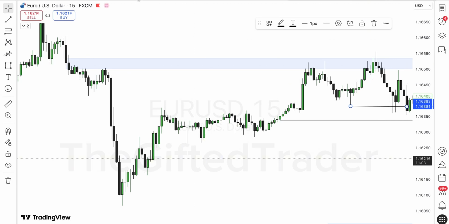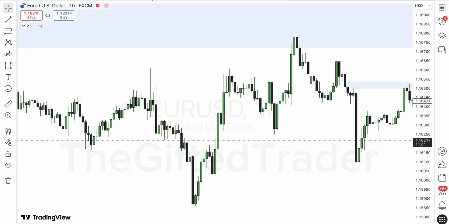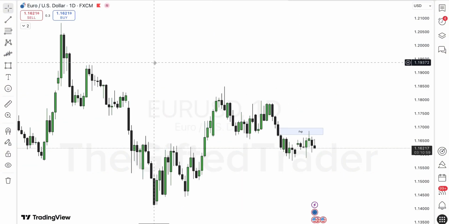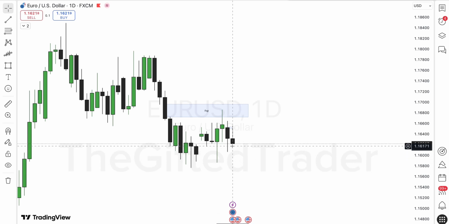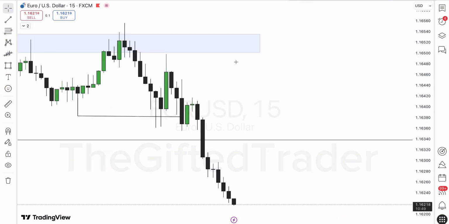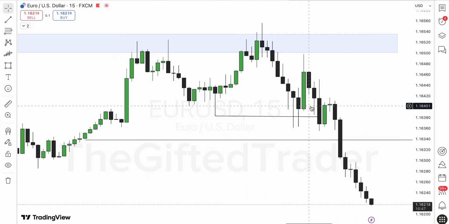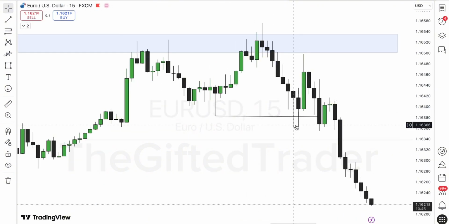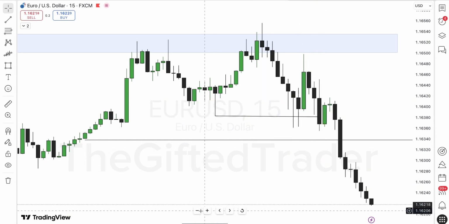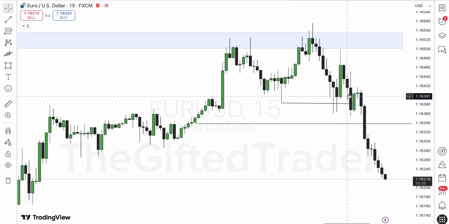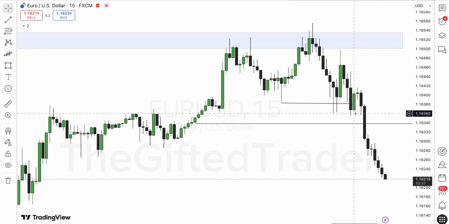Now, looking down to the daily time frame, is this the candlestick I'm talking about? This candlestick right here. Looking down to the daily time frame, we were anticipating a sell. I was anticipating a sell. So after price did a market structure shift here, right here in the 15 minutes time frame, we knew that price is going to go down.